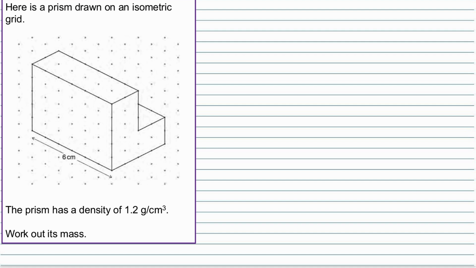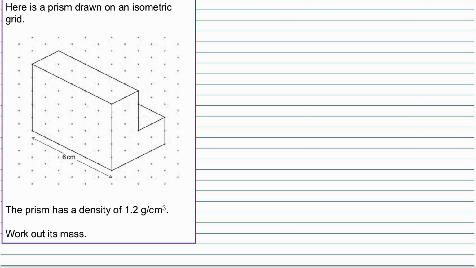So in question 9, we're given that this prism is drawn on the isometric grid and that it has a density of 1.2 grams per centimeter cubed. We need to work out its mass. So do you want to pause the video, give it a go, and come back when you're ready.